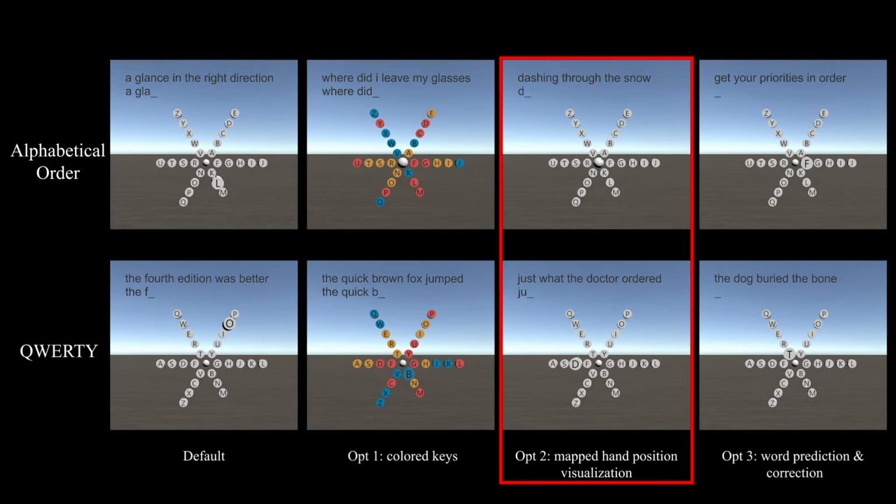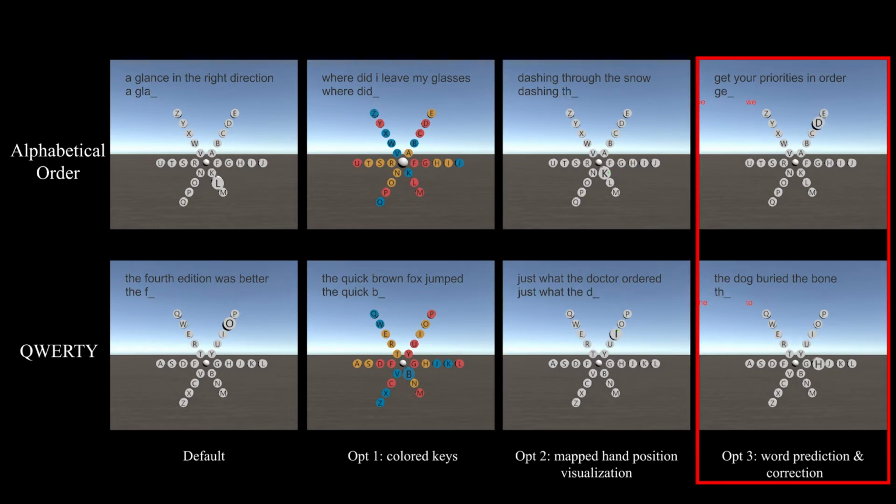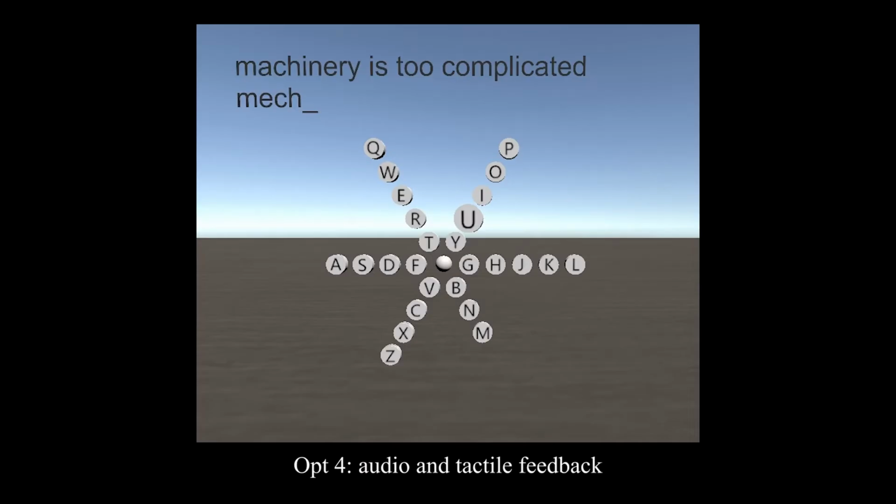The second option was mapped hand position visualization. We used a green point to show the exact position of the user's hand. The third option was word prediction and correction. We predicted the subsequent letters in the word based on the letters that the user has entered, which can also automatically correct spelling errors. The fourth option was audio and tactile feedback. We designed different sounds for key selection and backspace. Tactile feedback refers to the vibration of the handle when switching candidate letter keys.